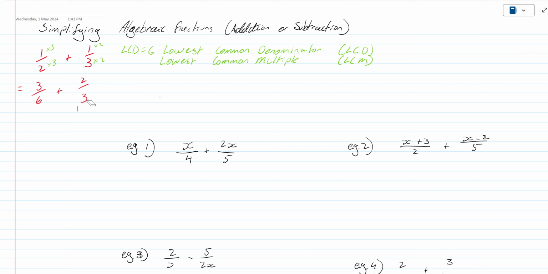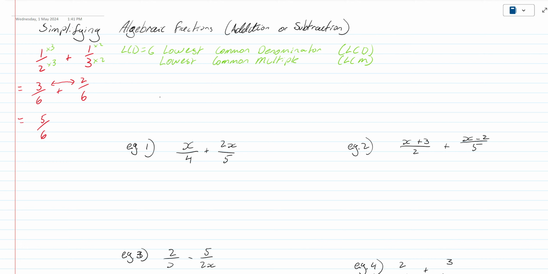Add the two together, and we get 5 over 6. Notice that we only add the numerators. We do not add the denominators, so it's not 5 over 12, it's 5 over 6.